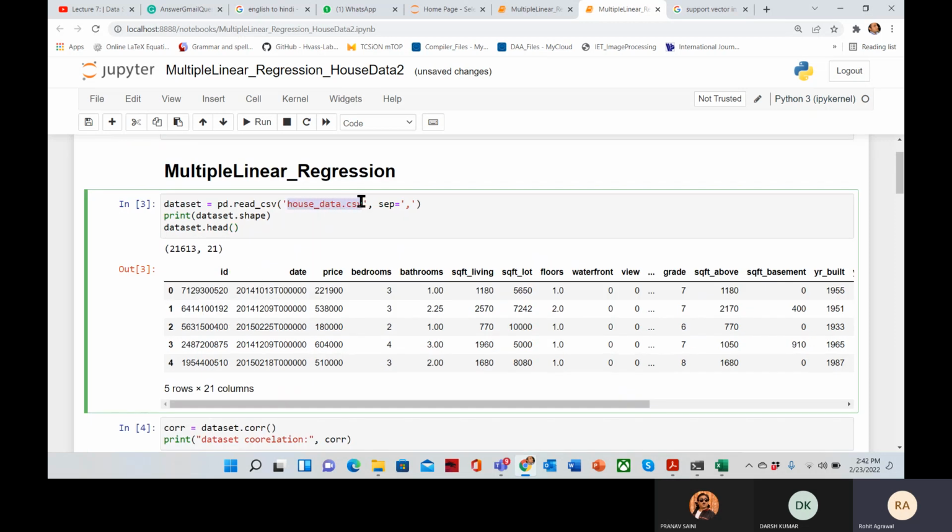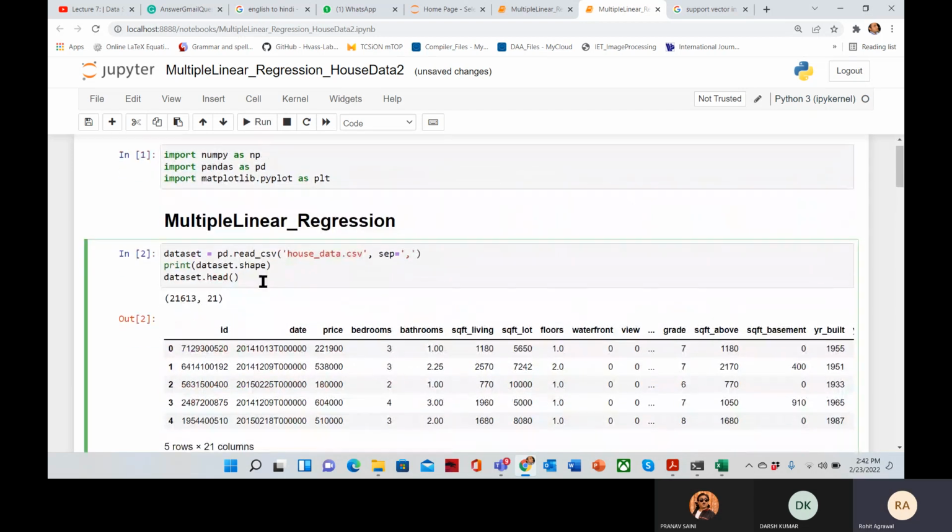house data.csv. Okay. In the previous question we did the same thing, but we randomly selected one feature and did our regression. We didn't take care about which feature is good and which feature is not good. So in this question we will see that.